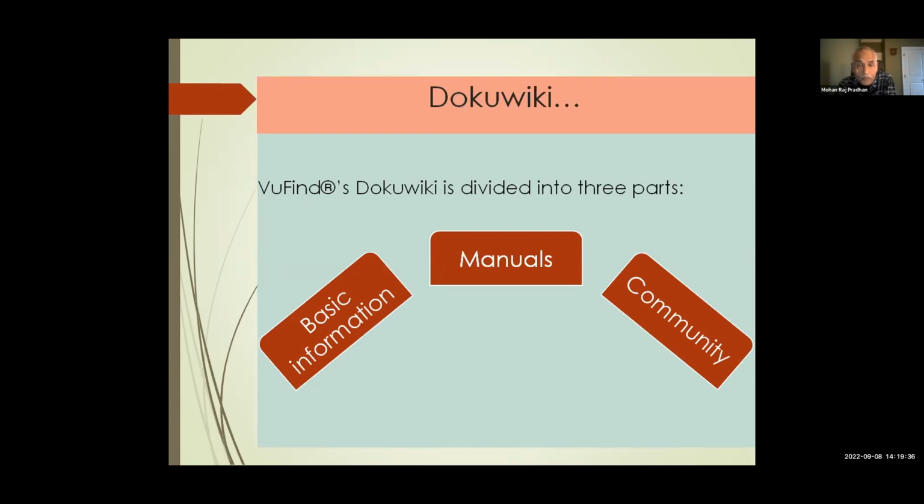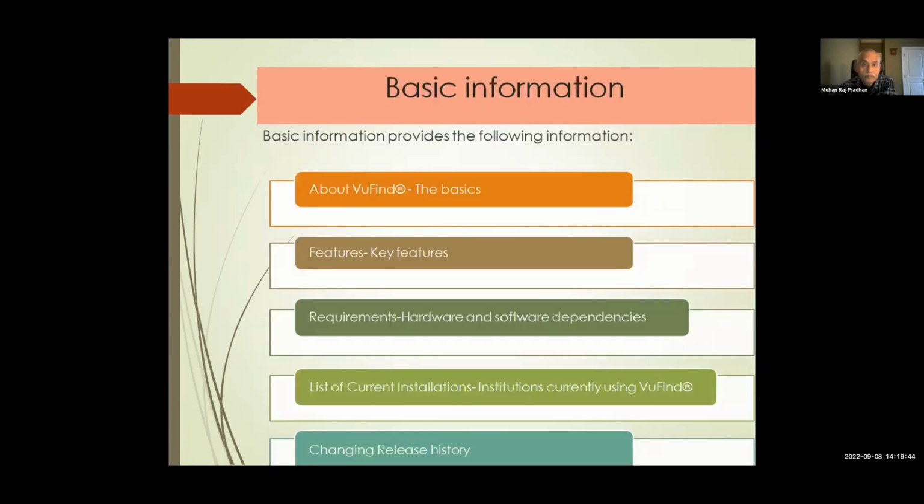The DokuWiki is divided into 3 parts: basic information, manuals, and community. It gives the basic information about VuFind, and it also provides the key features. It also provides information regarding the hardware and software dependencies to run VuFind. It also provides the list of current installations being made globally using VuFind. And it also provides information about the release history of VuFind.